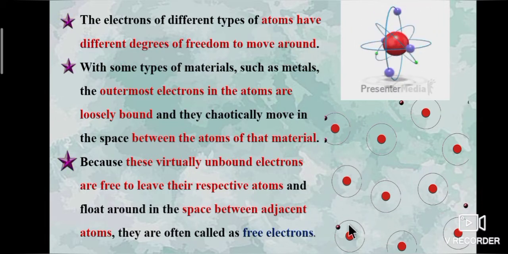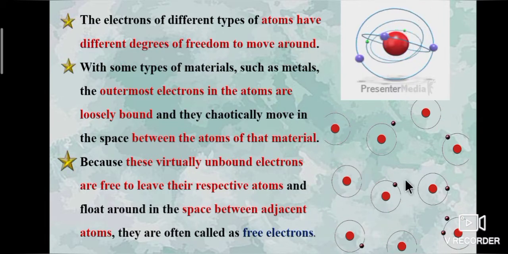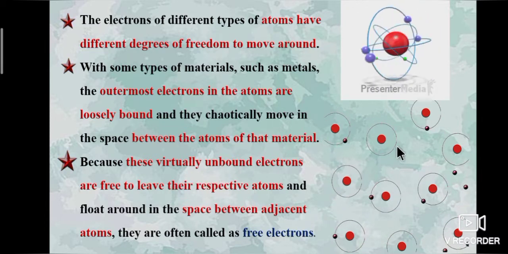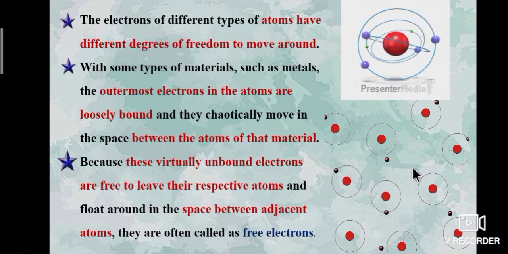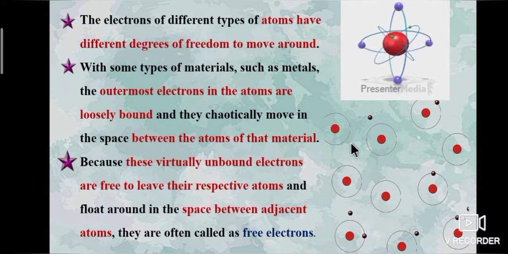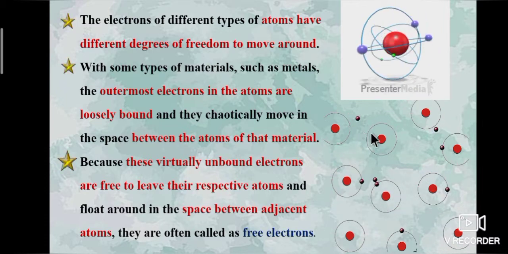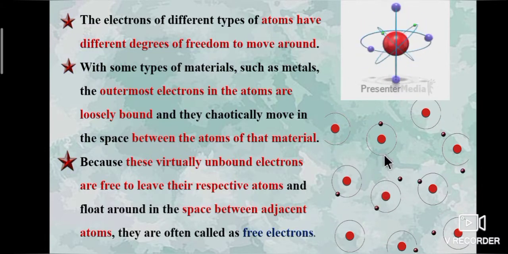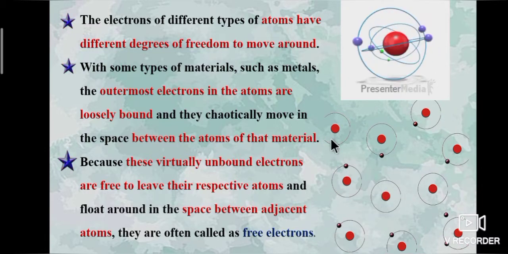See this video clip, you will get the idea. Virtually unbound electrons are free to leave their respective atoms and float around in the space between adjacent atoms. They are often called as free electrons.